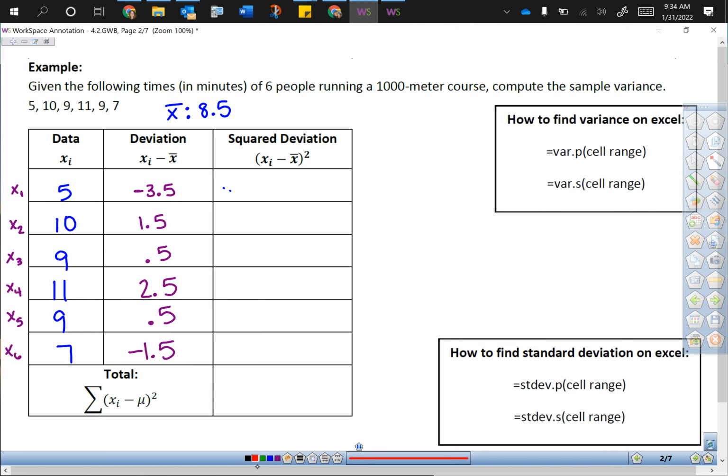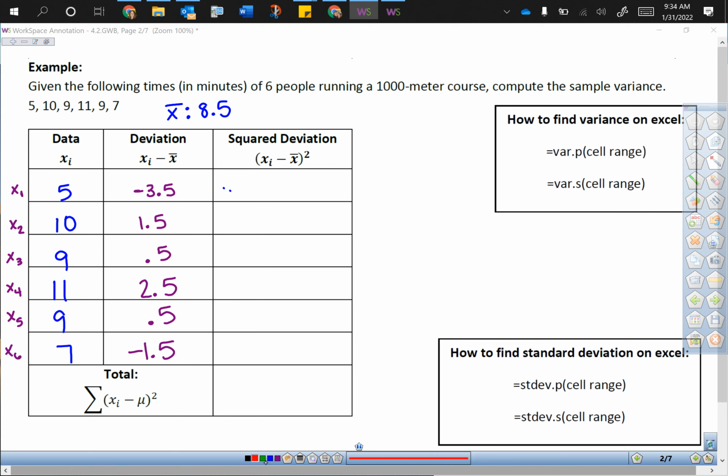Now, just to get a little practice understanding deviation, which of these numbers is the furthest away from my mean? Which one? 5. 5 is negative 3.5 below it. Which of these numbers is the highest of my data values? That's the highest deviation. What's the highest data value? 11. Okay, cool.